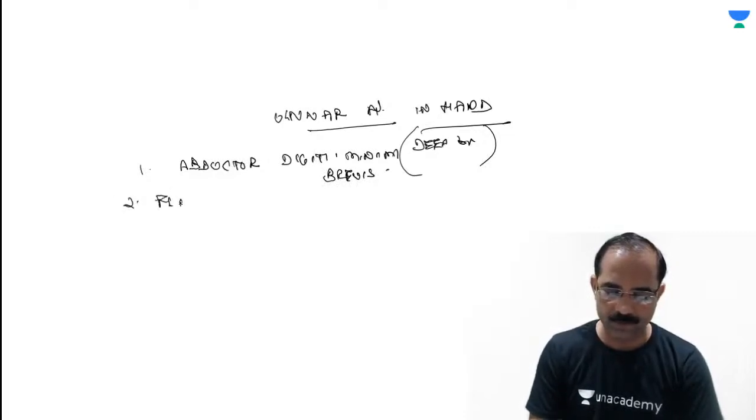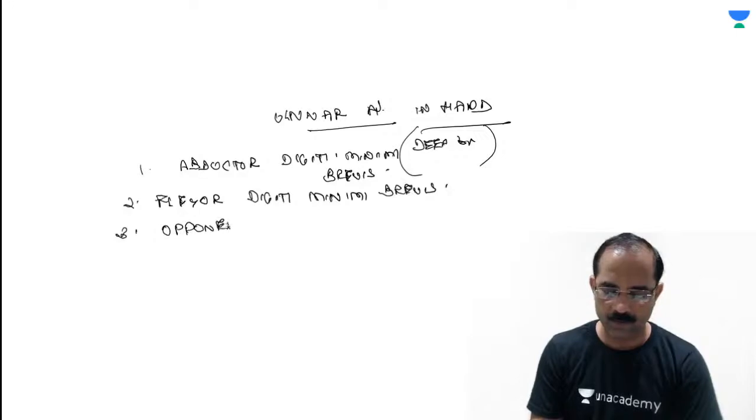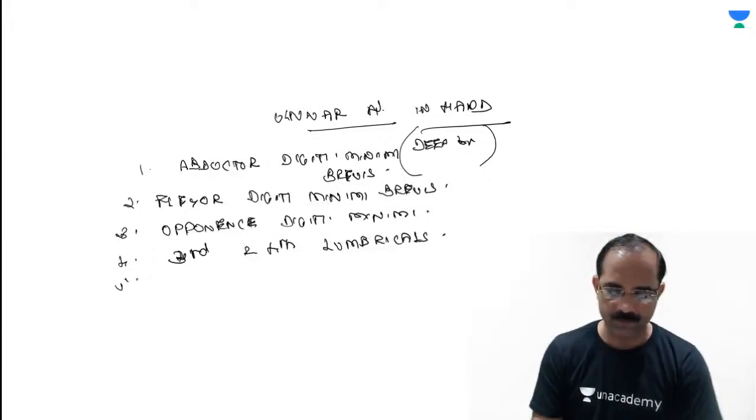Second. Flexor digiti minimi brevis. Third, opponens digiti minimi. Fourth, the third and the fourth lumbricals. Third and fourth lumbricals.